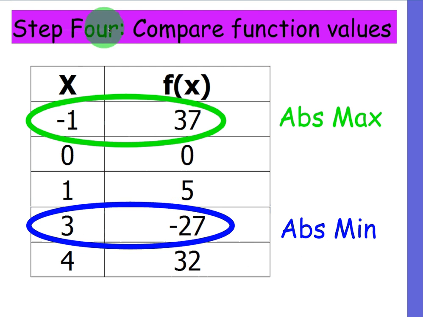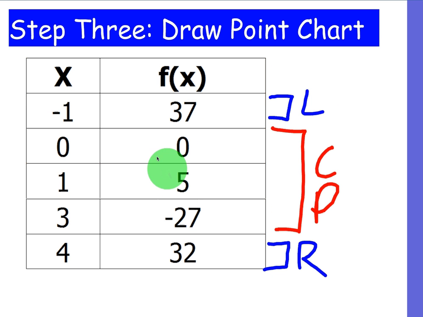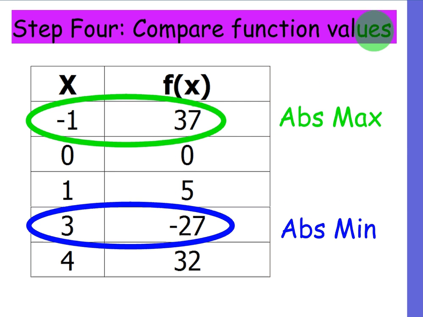So that's what step 4 is. It's comparing our function values after we do step 3, which is to draw our point chart. So again, a point chart involves all the endpoints and critical points, and then we will compare these function values to figure out what's our absolute max and what's our absolute min. So our absolute max is (-1, 37). Our absolute min is (3, -27).